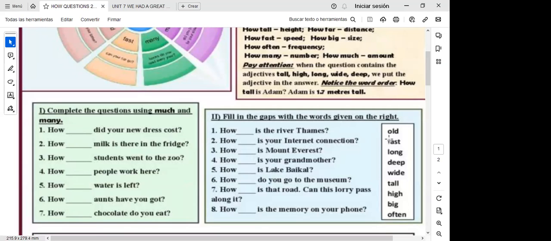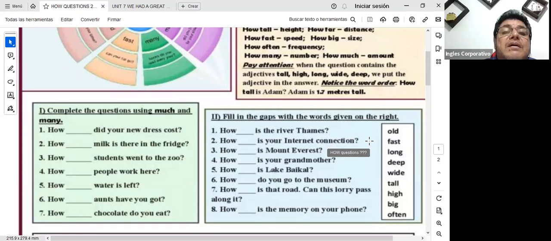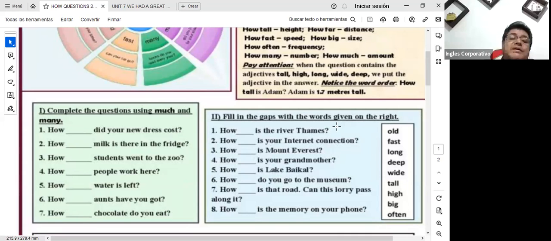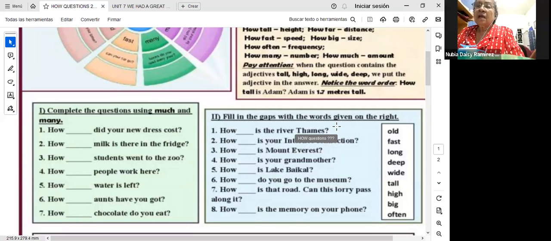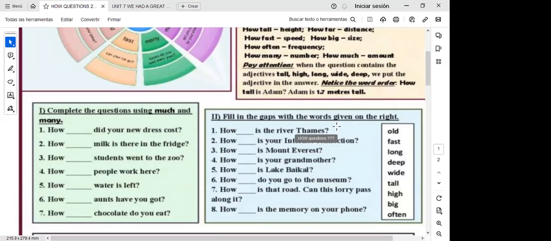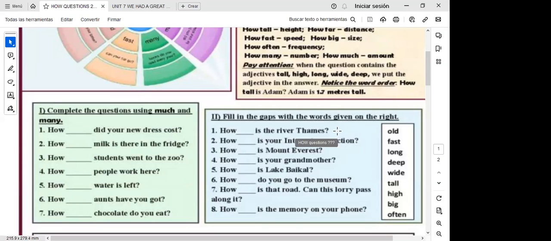How long is the river? Okay, cool. How long is the river? If I ask you, how long is Lempa River? Okay, it's 100 kilometers long. Okay, good. See, you're getting it now. How long is the river?